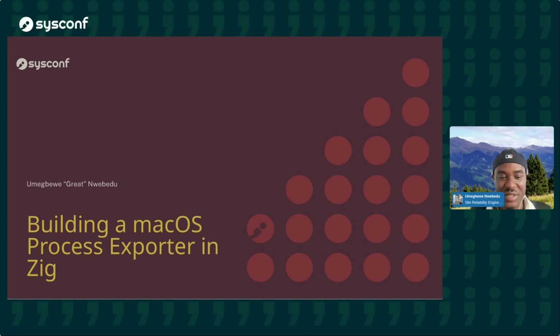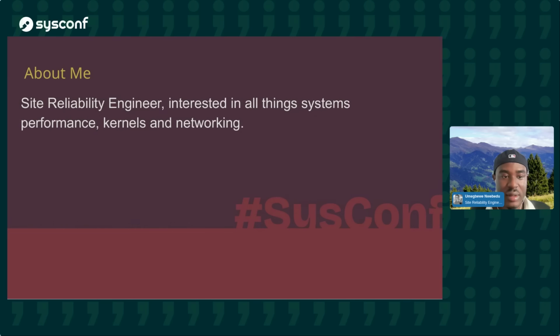Today our session is going to be building a process exporter, a macOS process exporter in Zig. So just a little about me, not much. I'm currently a site reliability engineer at Botanics Labs. I'm interested in all things system performance, kernels, and networking.